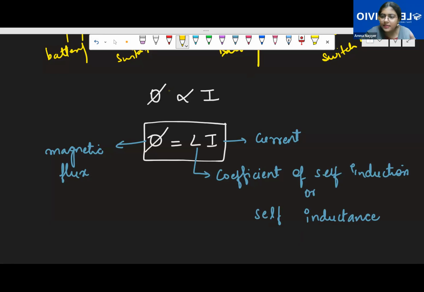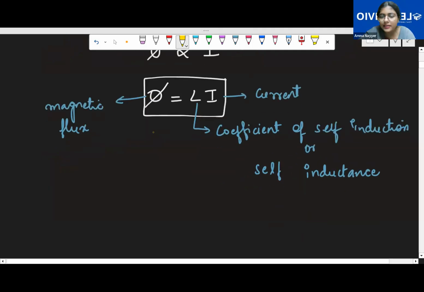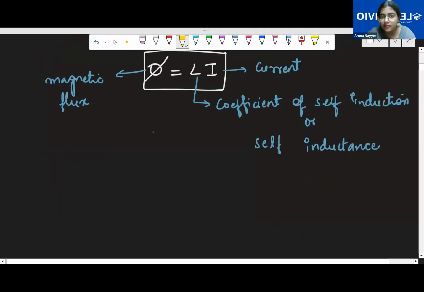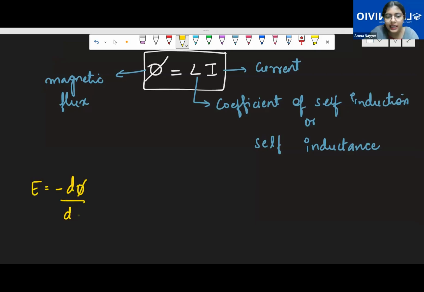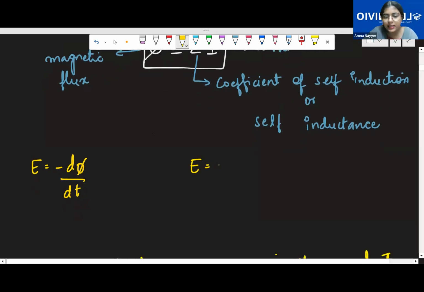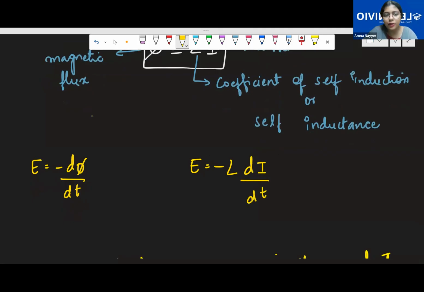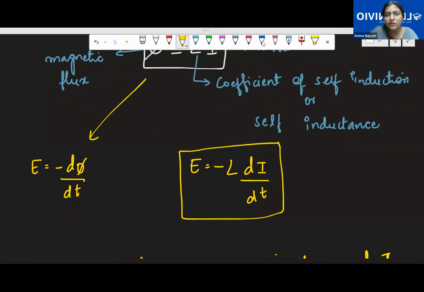So what do we have? Flux is directly proportional to current. Flux is equal to Li. This is our formula. Now you have the formula of flux. EMF is equal to minus d phi over dt according to Faraday's law. If I put the same value of flux from here to here, finally you can say EMF is equal to minus L di over dt. This is the value of the induced EMF that you will get. This is the complete value.